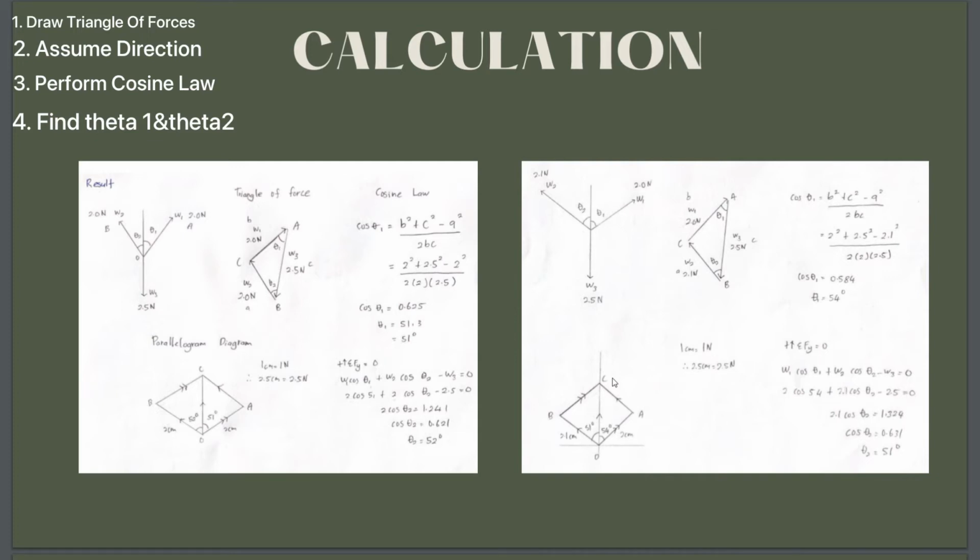After we get theta 1 and theta 2, we continue to the parallelogram diagram. For the parallelogram diagram, we need to use the ratio which is 1 cm equals 1 Newton. So we draw the accurate measure of angle and the weight that we get. With that we can get the result correctly. That's all for me.